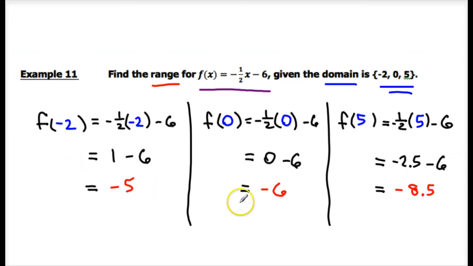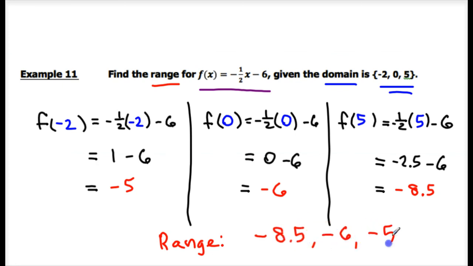So you have three different range values here. You have negative 5, negative 6, and negative 8.5. I'm going to describe those just like we did in the last video as a list of numbers in increasing order. So negative 8.5 would be the smallest, then negative 6, then negative 5, and I'm going to place them in braces.